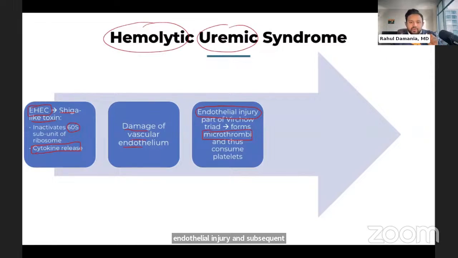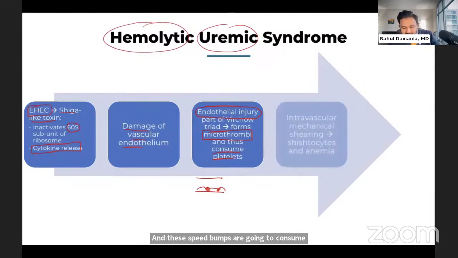Once you have microthrombi formation in the microvasculature, you're going to have essentially speed bumps. And these speed bumps are going to consume platelets, and that's why you get the thrombocytopenia. As the red blood cells are going over the speed bumps, you get intravascular mechanical shearing, and you can get the helmet cells known as schistocytes.